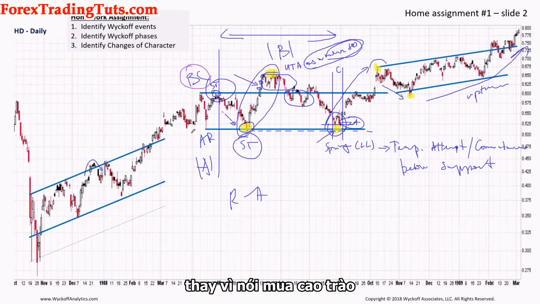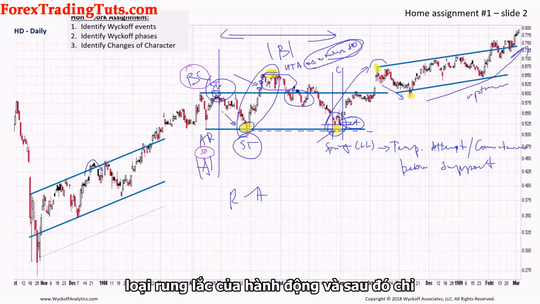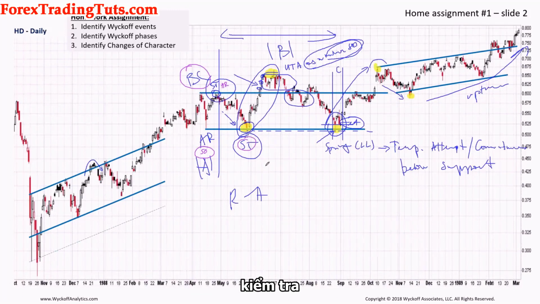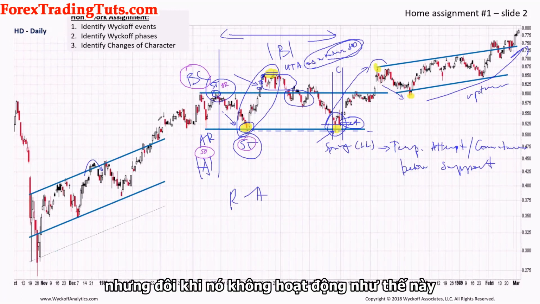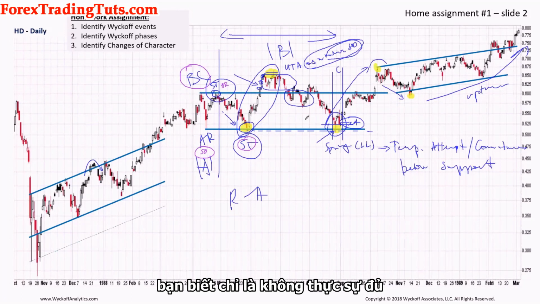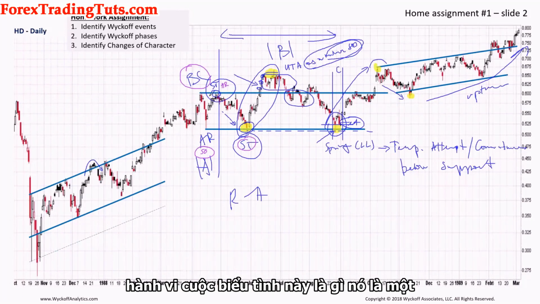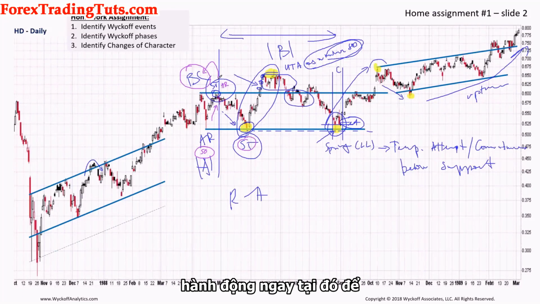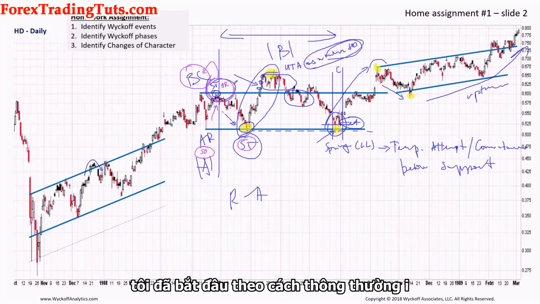I would rather say buying climax and then shakeout type of action, and then just say automatic rally and then secondary test. But sometimes it doesn't work like this. There is not really enough room for phase B, and then we could see that from the behaviors. What is this rally? It is a test. It is a test of the climactic action right there. So I started in the conventional way.